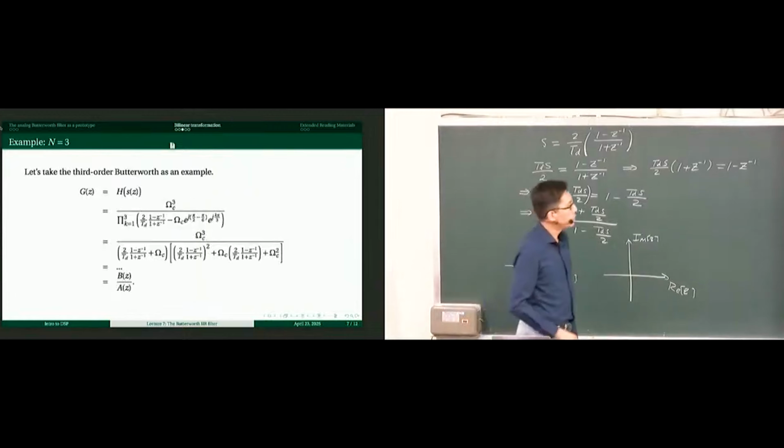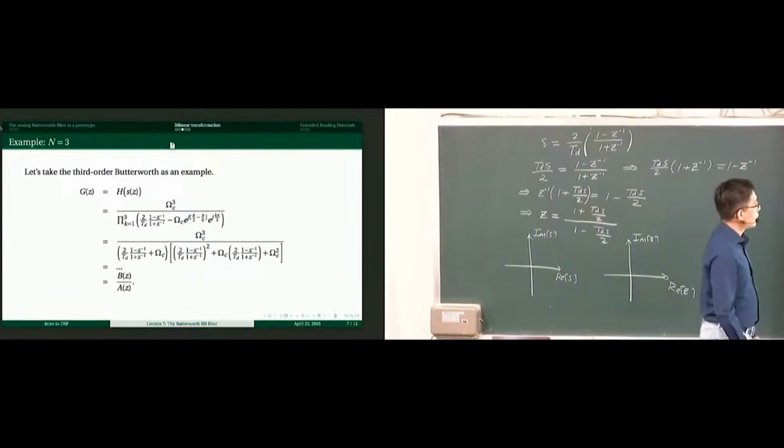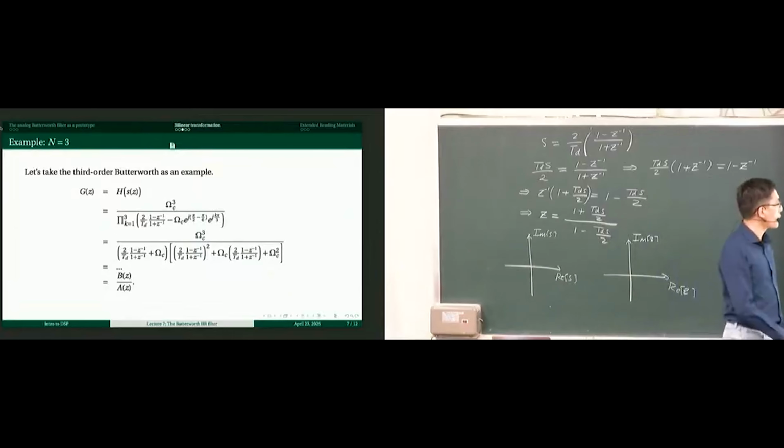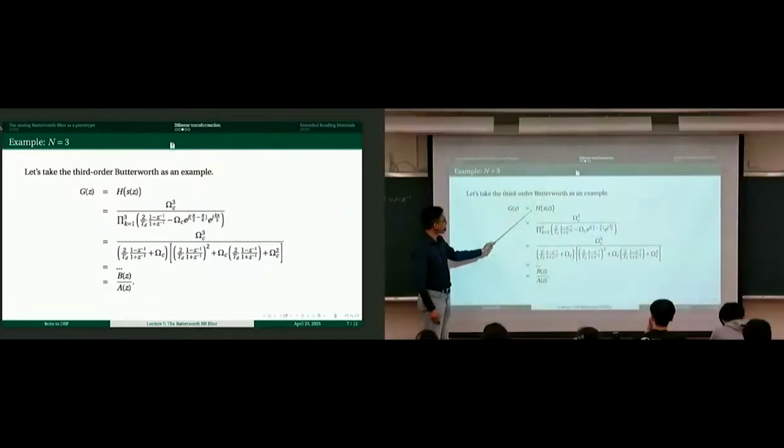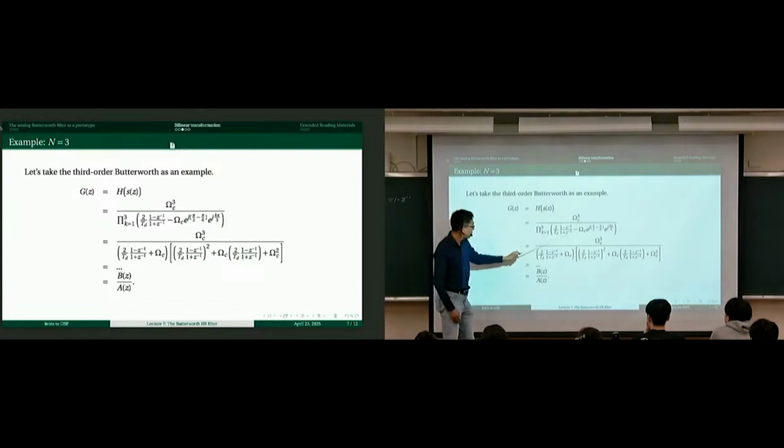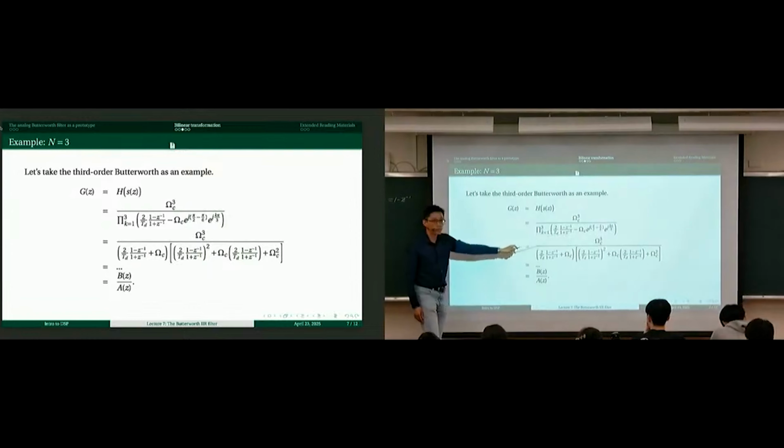Okay, so here I want to just go a few steps further using the third order Butterworth as an example. If we just really do this substitution, H of s is known, right? But whenever you see an s, here is where s appears. Here's one location where you see s. Replace it with s of z. That's the only place in this formula.